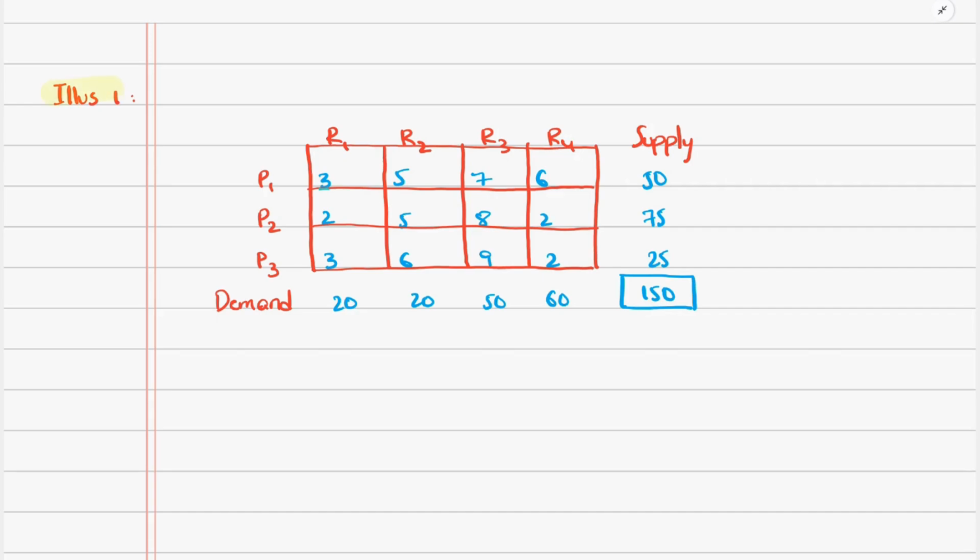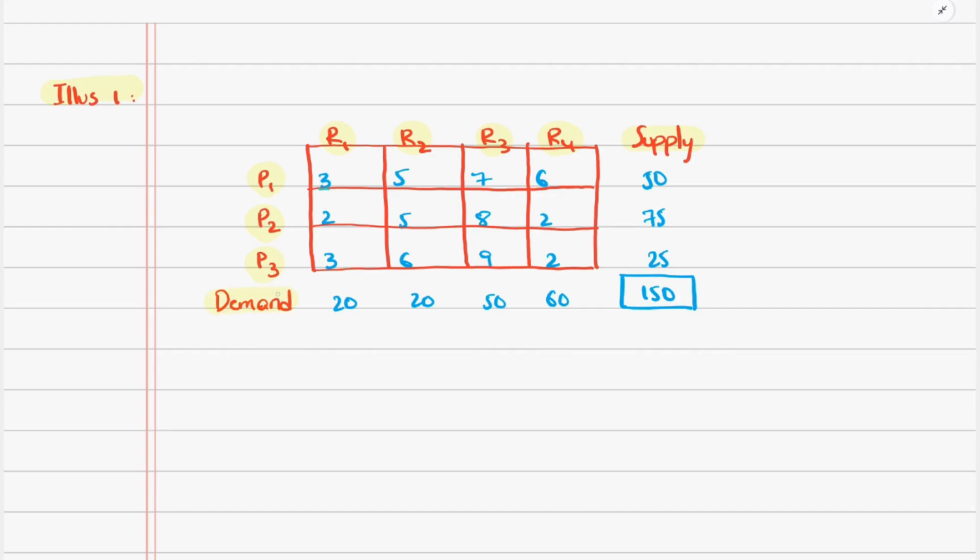Let's see, this is our illustration number 1 from the CMA Final study material. And in this question, we have three sources P1, P2 and P3. And we have four destinations R1, R2, R3 and R4. Right. From sources, of course, we have supply. So from P1, we have a supply of 50 units. From P2, we have a supply of 75 units. From P3, we have a supply of 25 units.